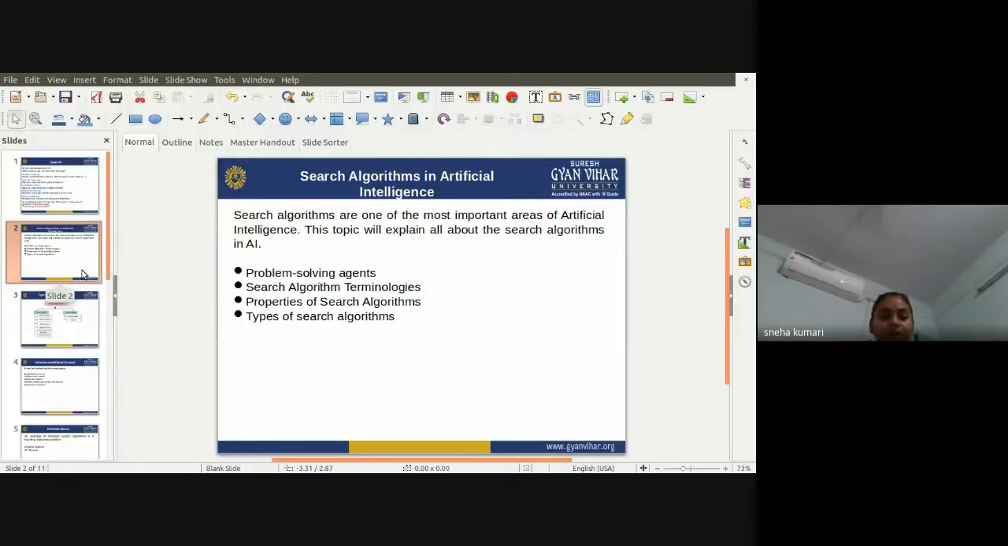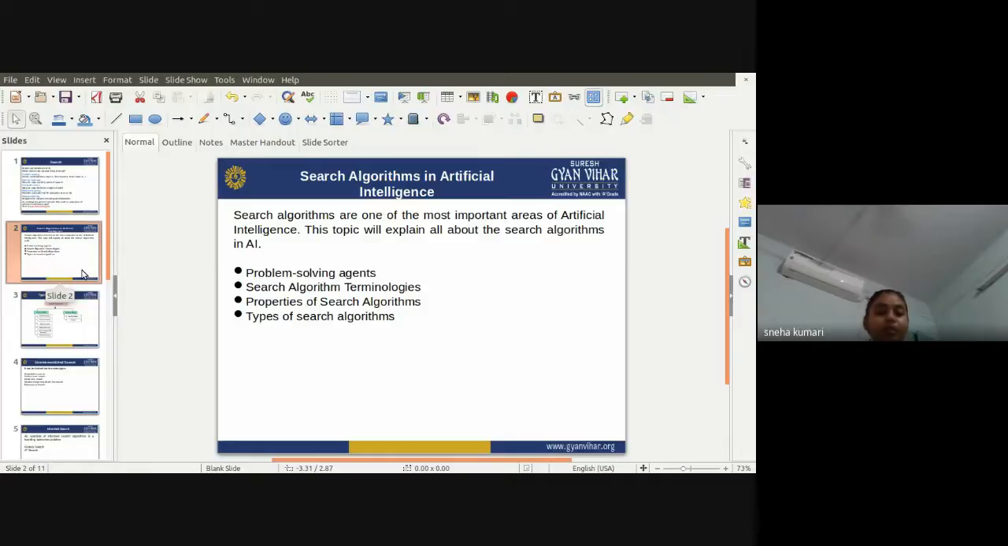Next topic, next terminology is action. It gives the description of all the available actions to the agent, right?